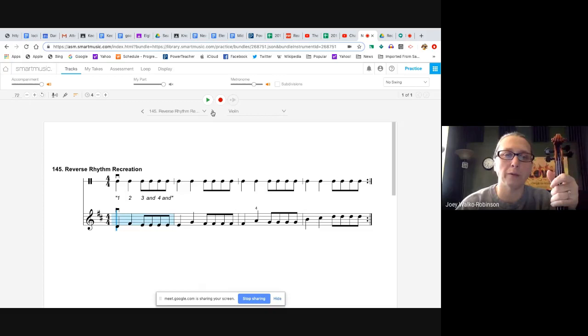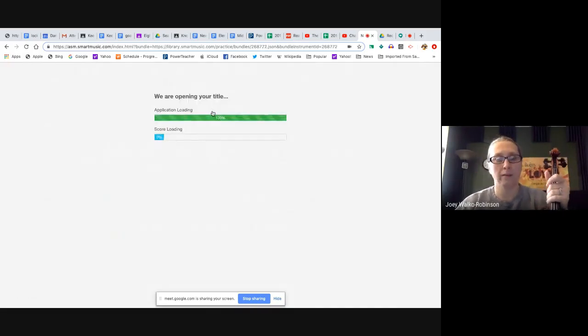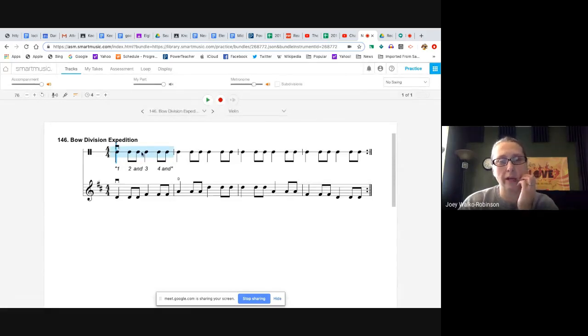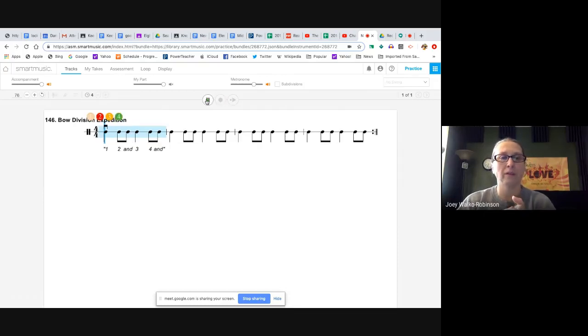Moving on, number 146. I'm putting my instrument on my lap because we're going to be doing a rhythm first. You saw that our eighth notes happened in groups of four on the last two exercises, and now they're happening in groups of two. Same idea. They gave you the counting here for the beginning of this: one, two, and three, four, and. All right, let's get ready to clap. Two and three, four and one, two and three, four and one, two and three, four and one.